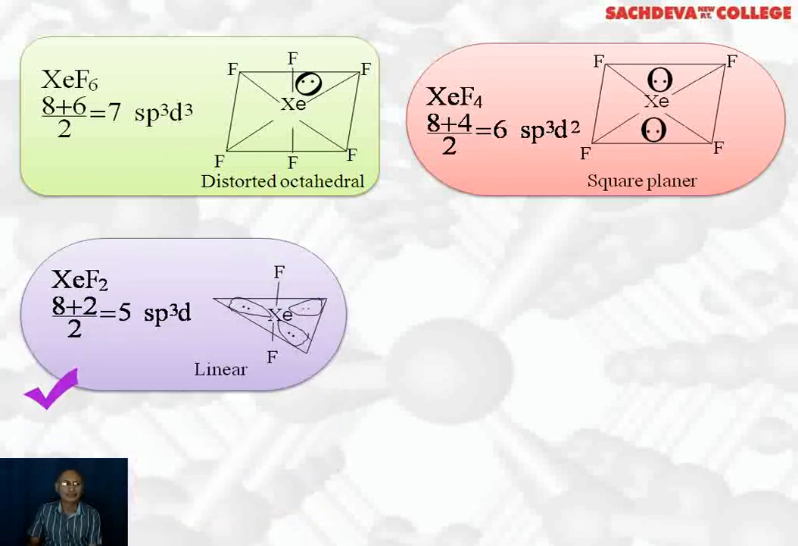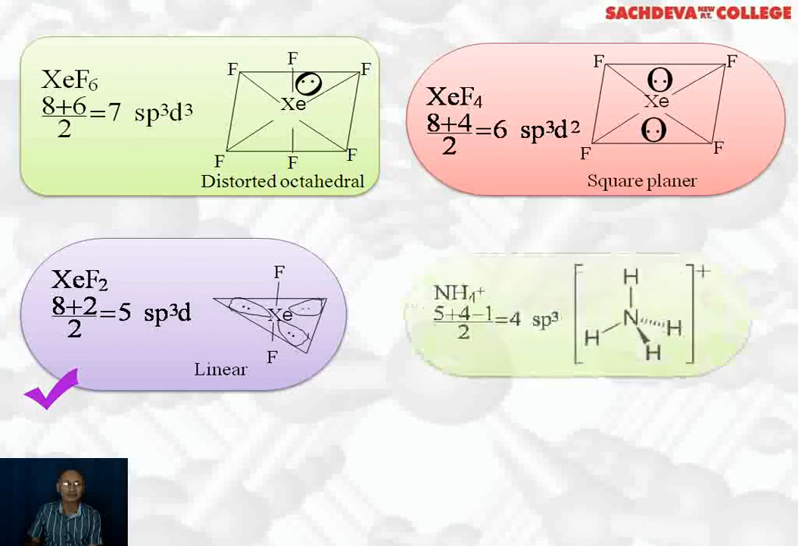XeF2: the valence electrons of the central xenon atom are 8. Surrounding atoms are 2, so 8 plus 2 divided by 2, we get 5, sp3d hybridization. The expected shape is trigonal bipyramidal. The actual shape is linear because of three lone pairs of electrons which are placed at equatorial positions.